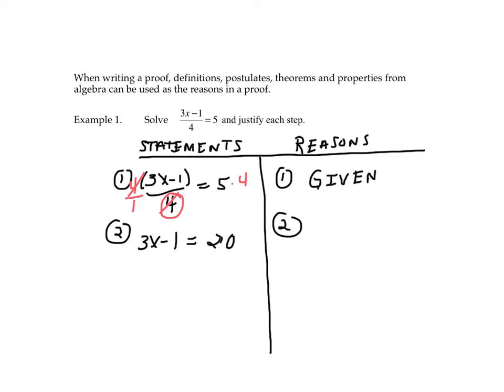So when we're thinking about giving a reason to justify what we just did, since I multiplied both sides of the equation by 4, that's an example of the multiplication property of equality.